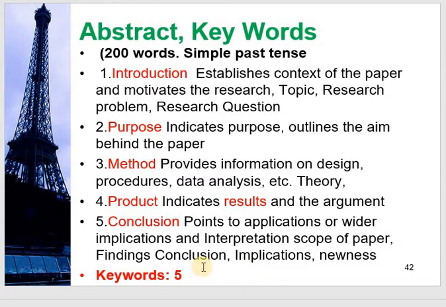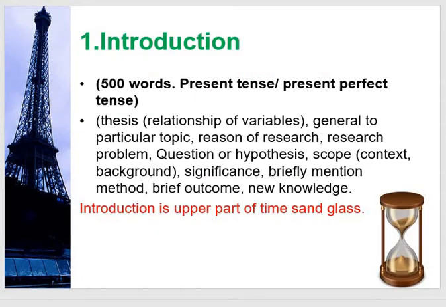And you will also mention keywords. Keywords are typical terms, those terms which you have mentioned in your research paper frequently. Introduction has 500 words. You will use the present tense, or you can use the present perfect tense. There is a thesis, relationship of different variables, general to particular topic. Look at this diagram.